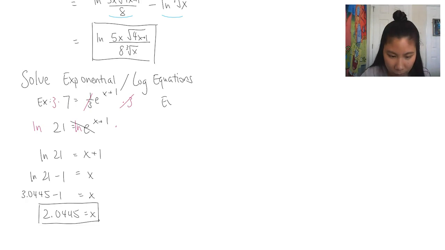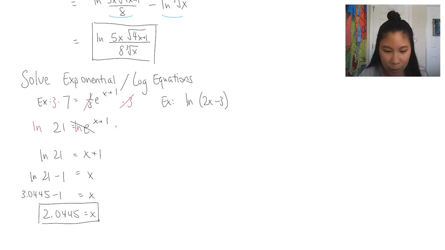Okay. Not too crazy. Let's try a log equation. So let's say we started out with natural log of 2x minus 3 equals 5.